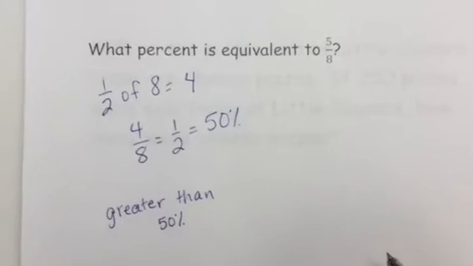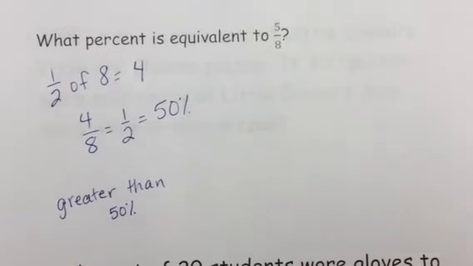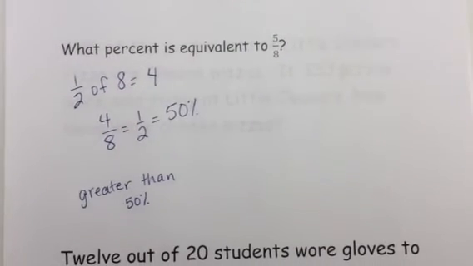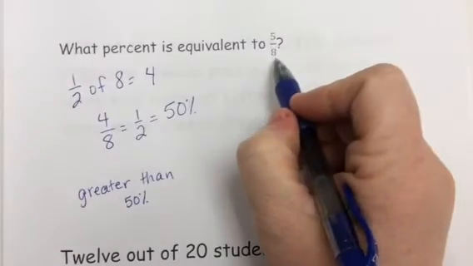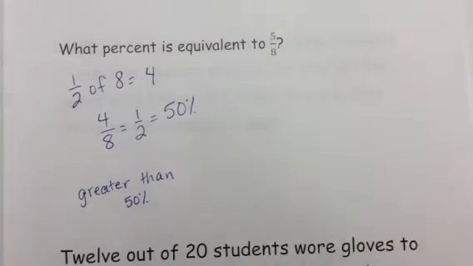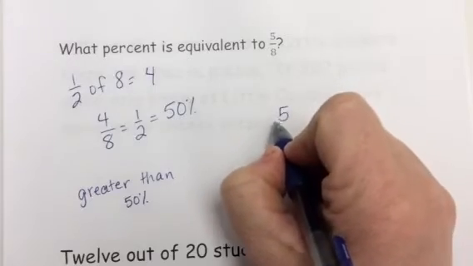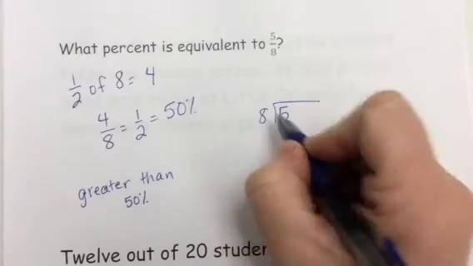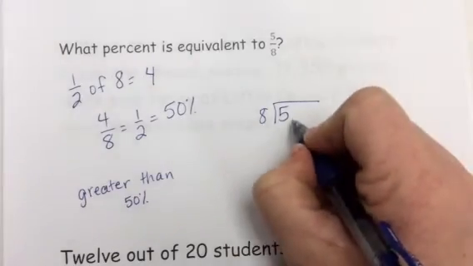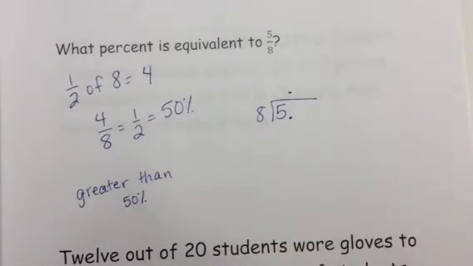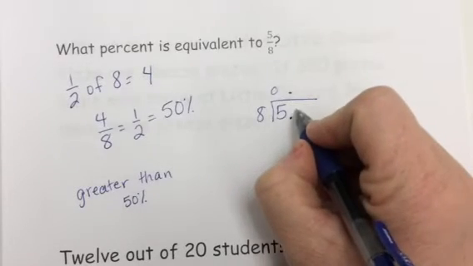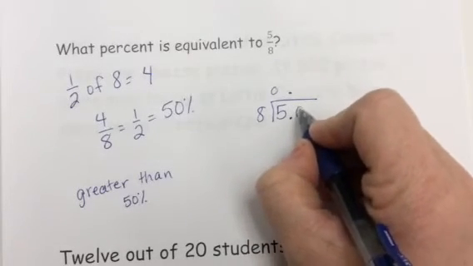Okay, now what percent is equivalent here? So we know that to take a fraction and get to a decimal or a percent, I'm going to have to divide, especially when that denominator does not go into 100. So remember, numerator divided by denominator, or we can call this top dog. 5 divided by 8. Does 8 go into 5? No, it does not. So I'm going to add my decimal and my 0.